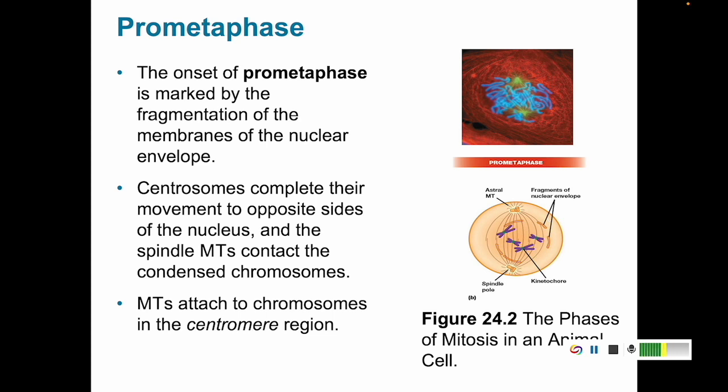The next stage is prometaphase. During prometaphase, the nuclear membrane has degraded. So you no longer have a nucleus here. Your chromosomes are out, and that means that they are able to connect to the microtubules. So the centrosomes have moved to opposite sides of the nucleus, and they're connecting to different microtubules here. And the spindle microtubules are going to connect onto the chromosomes. The microtubules attach to the chromosomes at a region called the centromere, and they attach with something called a kinetochore.